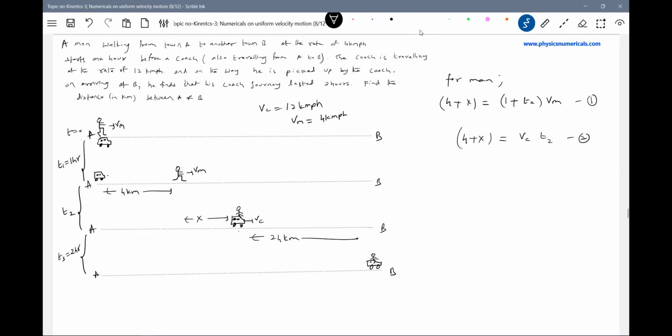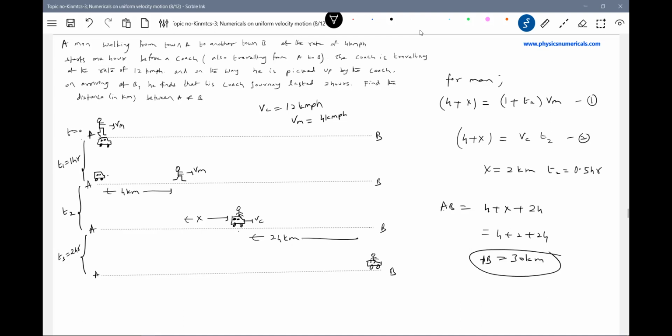So x I'm getting as 2 kilometers. T2 will be 0.5 hour. But our question is to get the distance AB. So what is the distance AB? You can write it as 4 plus x plus 24. So 4 plus 2 plus 24, which is 30 kilometers.